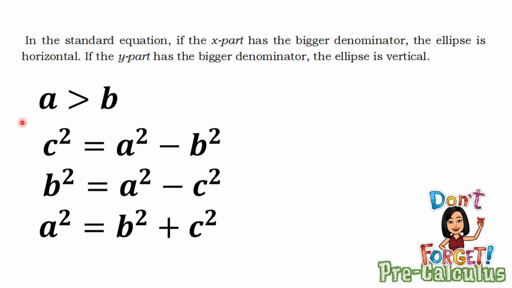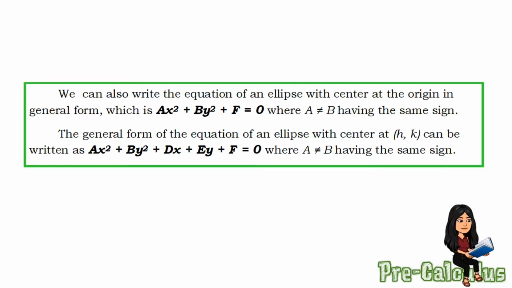Next, if we are looking for the focus, this is the equation we will use: c squared is equal to a squared minus b squared. If we are looking for the covertex, we will have b squared is equal to a squared minus c squared. And if we are to look for the vertex, we will have a squared is equal to b squared plus c squared. And also, like any other conic section, you can transform the standard form of equation of an ellipse to its general form and vice versa.